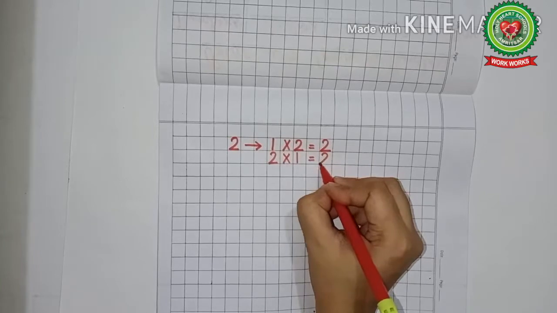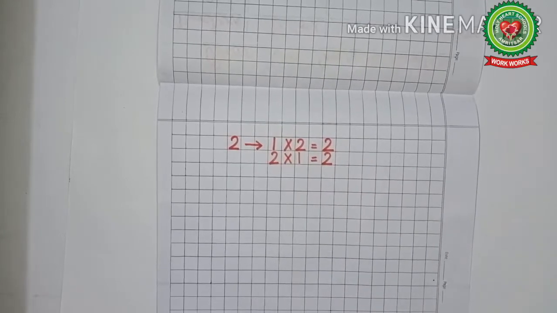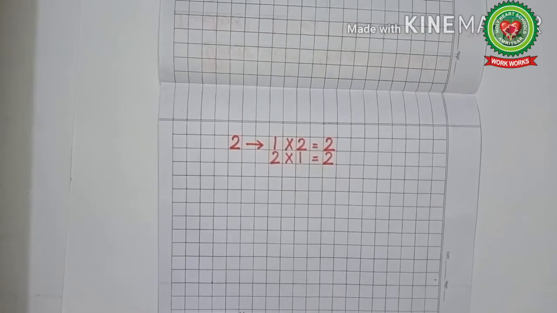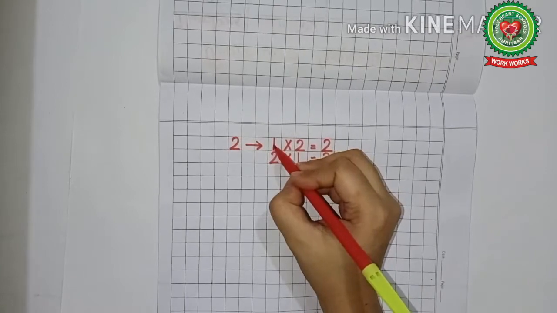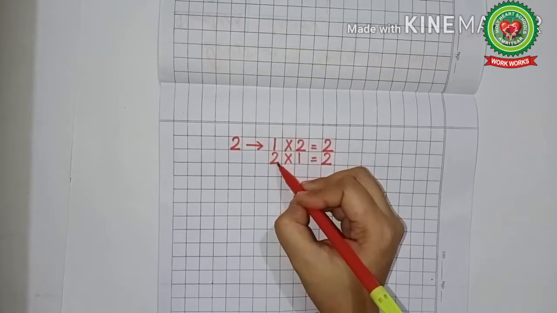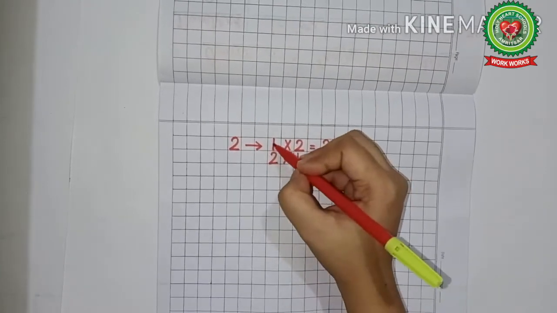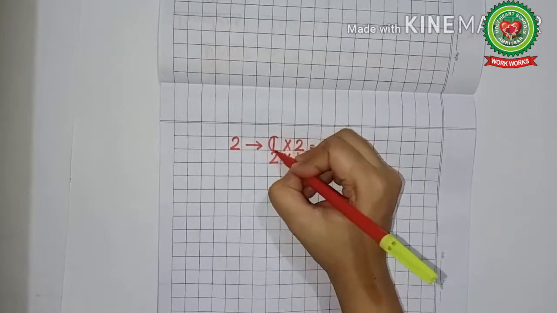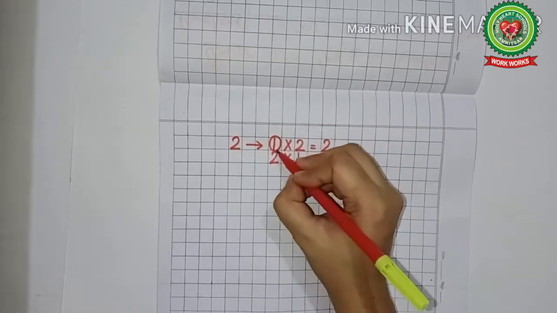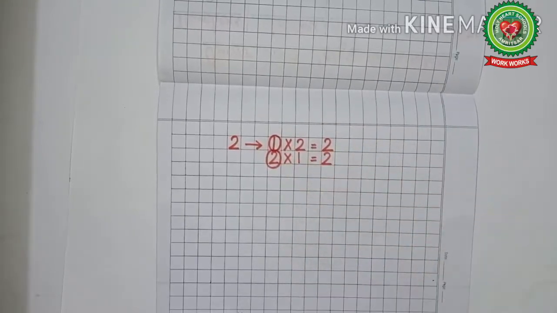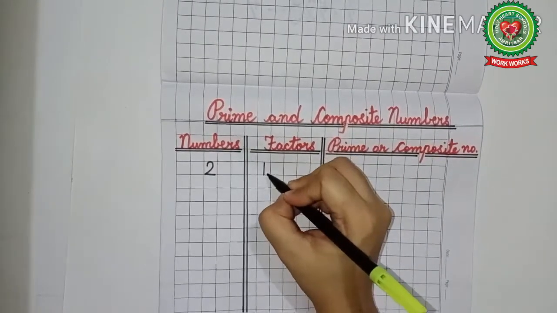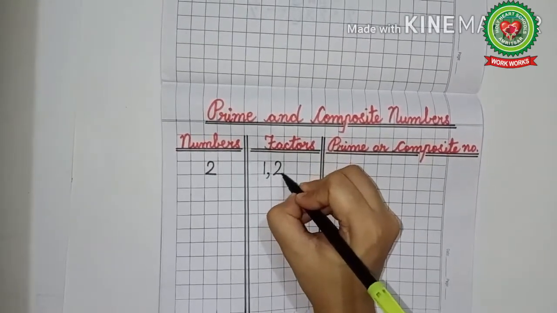Now let us check 3's table. 3 1's are 3. Is 2 coming in 3's table? No. That means 2 has 2 factors, that means 1 and the number itself, because it is coming in the table of 1 and it is coming in the table of 2. So 2 has factors 1 and the number itself. 2 has how many factors? 2 factors. 1 and the number itself.